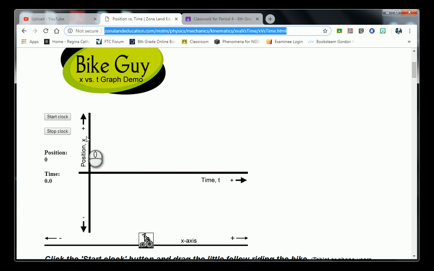You can also see that there is a positive symbol with an arrow going up, and down below on the y-axis there's a negative symbol as well. Off to the left over here we see position, and it's currently at 0, and time is currently at 0.